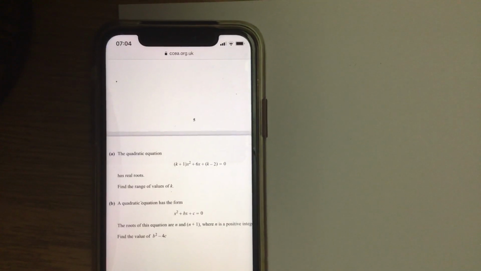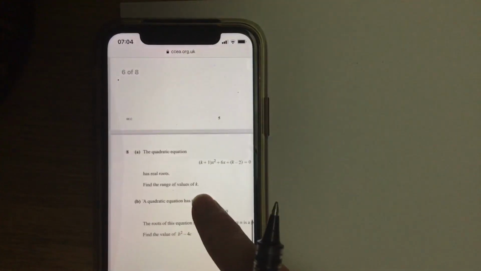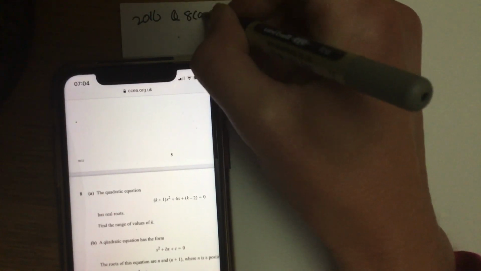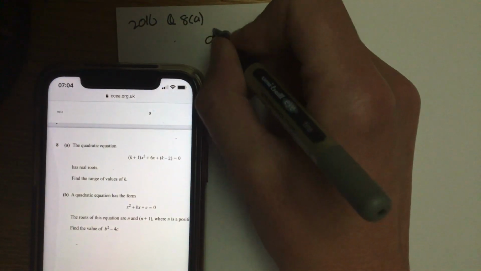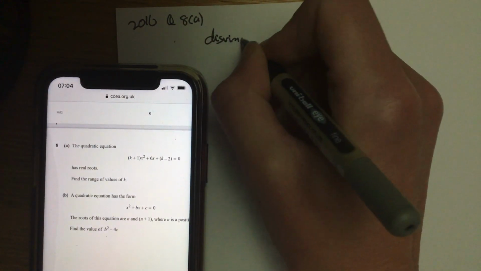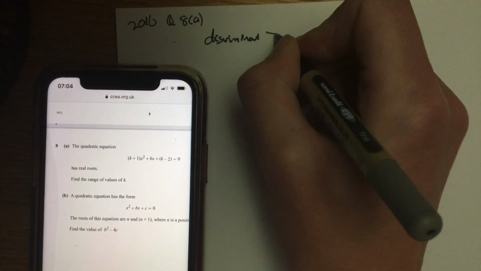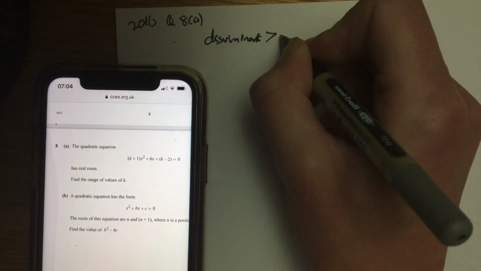Okay, I'm going to have a look at 2016 and it's question 8a. And it says in there that this quadratic has got real roots. Now, that means we're talking about the discriminant. If you notice here, it doesn't say it's got two real roots, so it could have one real root. So I'm going to look for the discriminant greater than or equal to 0 in this case.